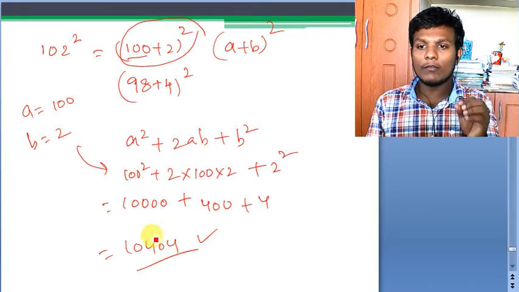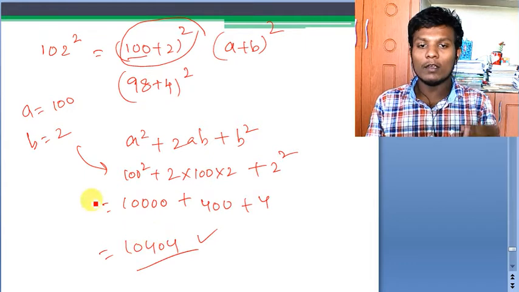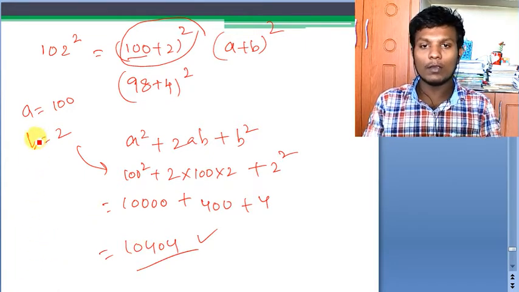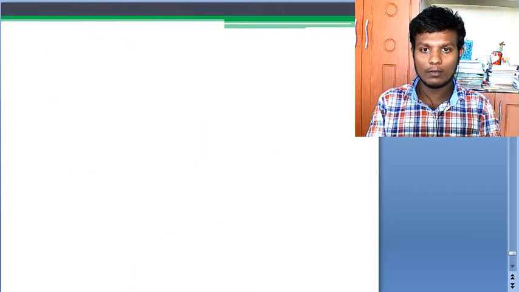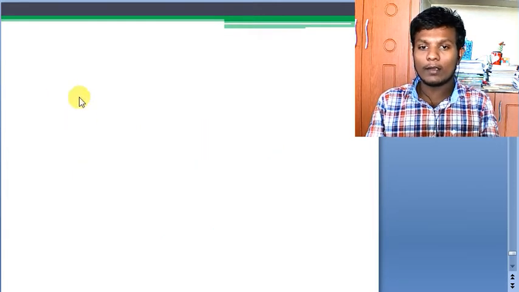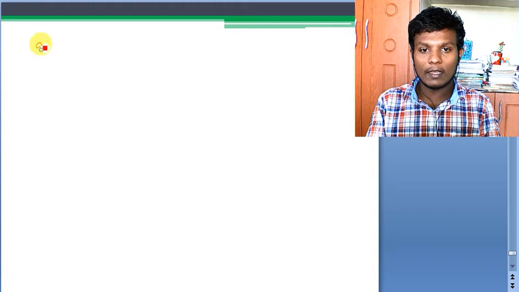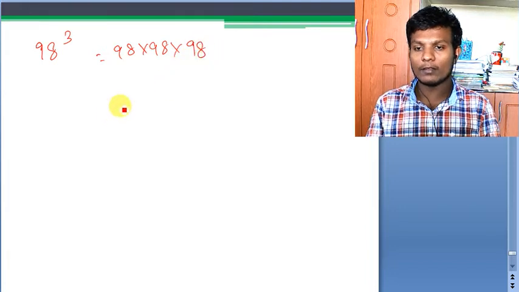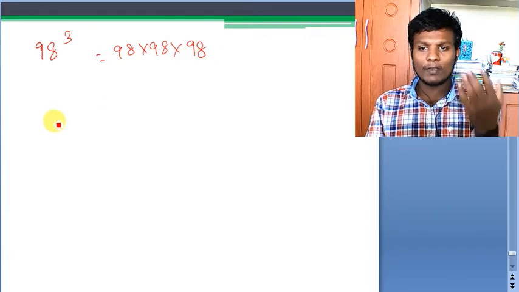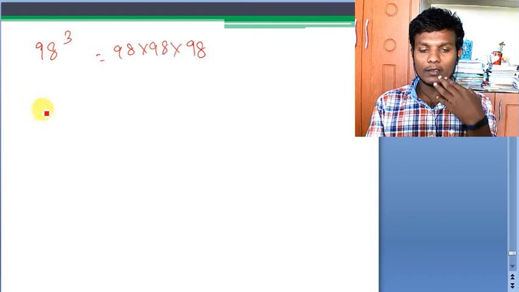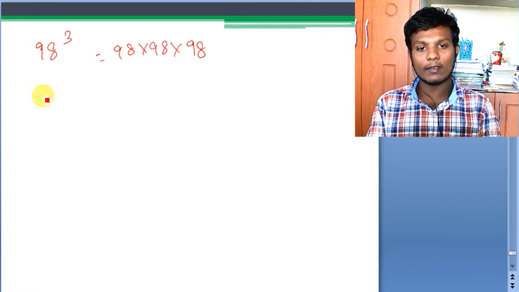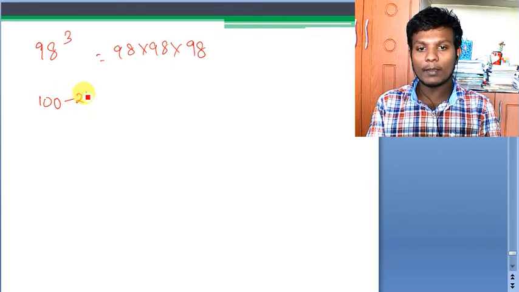So this will be very simple if you find the application part of the identities. So we shall move a little further here. Suppose I want to calculate what is 98³, so we have to do it as 98 into 98 into 98. If you don't know identities, always try to look at them in a different way. It is 98. So is there any nearest power of 10 to 98? It is there, that is 100. Can I write it as (100 - 2)³?